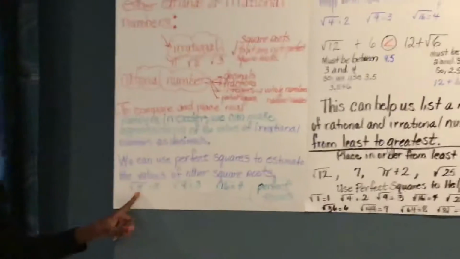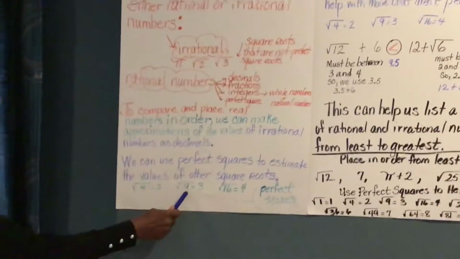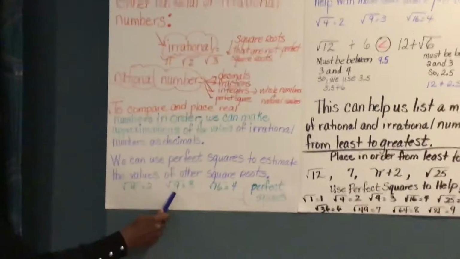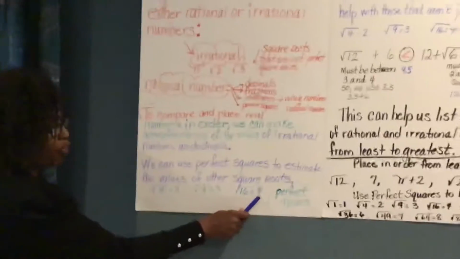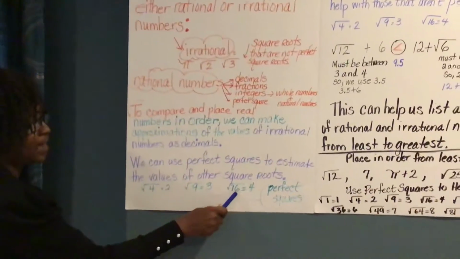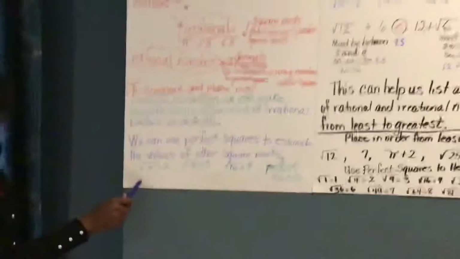For example, here's 4. Square root of 4 was 2. Square root of 9, which is 3. 3 times 3 will give us 9. 16, square root of 16 is 4. 4 times 4 is 16. So it's the number times itself. Okay, and this is what we would call perfect squares.